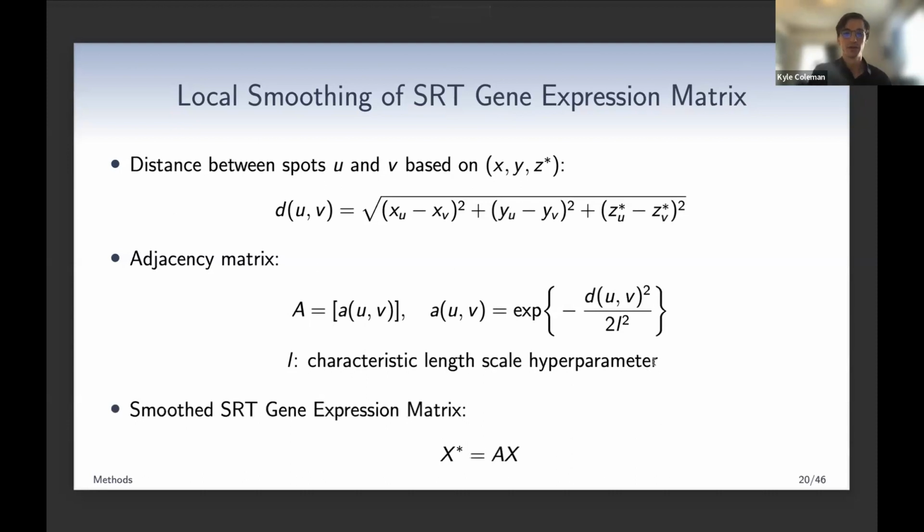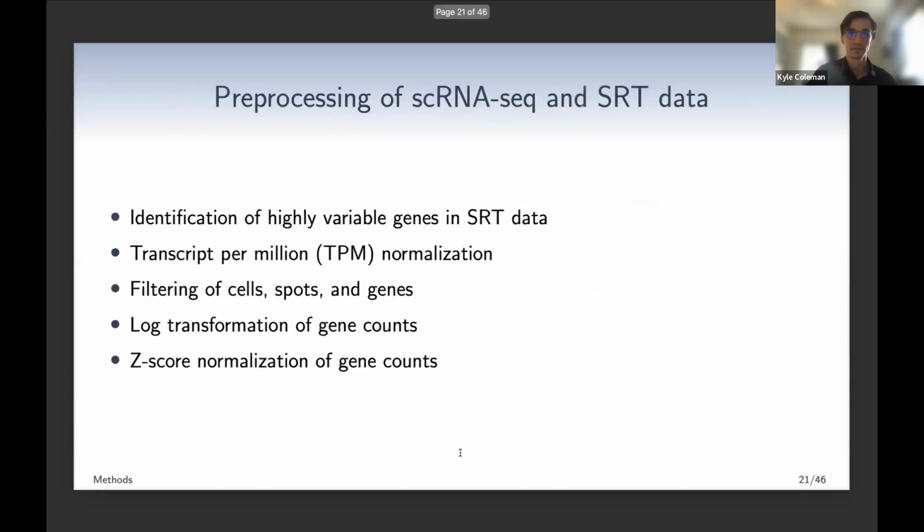We then calculate our smooth SRT gene expression matrix through matrix multiplication between our adjacency matrix A and our original SRT gene expression matrix X. So X star is our final smooth SRT gene expression matrix. All right, so that's all for step 1. That's the only place where we're actually using the histology and the spatial location information. It's just to do that smoothing on the SRT gene expression matrix.